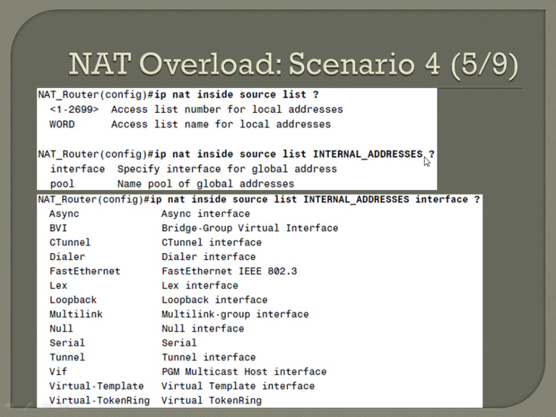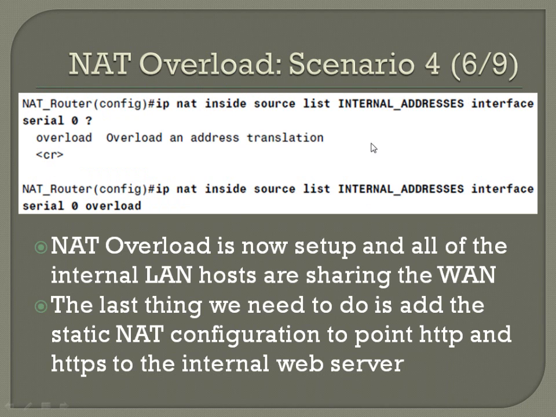And remember, we can specify an interface or a pool, but we don't have a static IP on our WAN, so we've got to specify an interface. So IP NAT inside source list, internal underscore addresses, interface serial 0, and then here's the big important one. Make sure you include that overload command so that it can overload multiple translations to that one public IP. NAT Overload is now set up and all the internal LAN hosts are sharing the WAN.